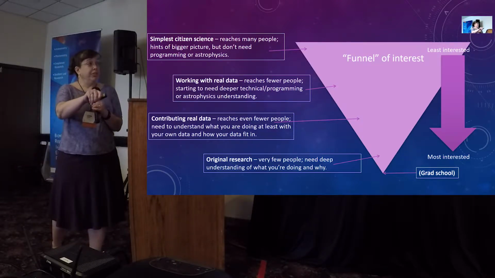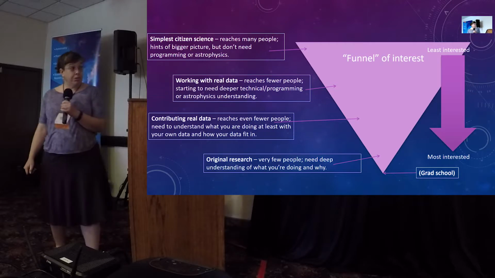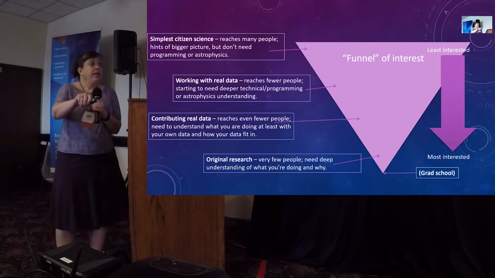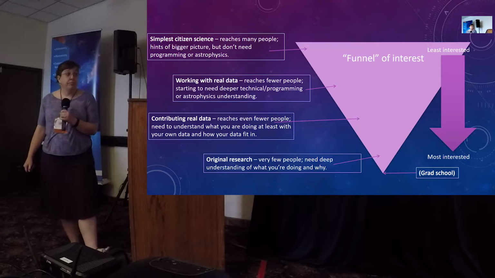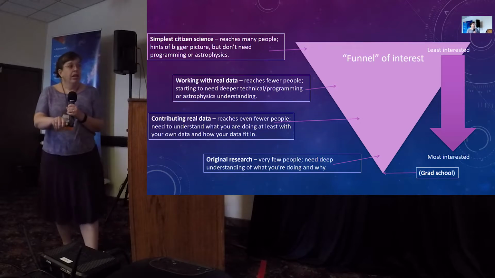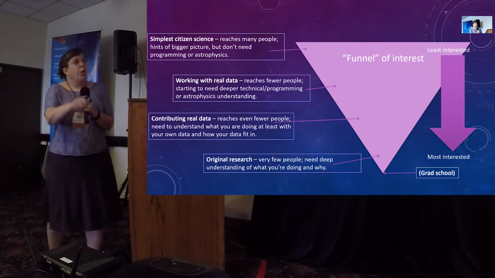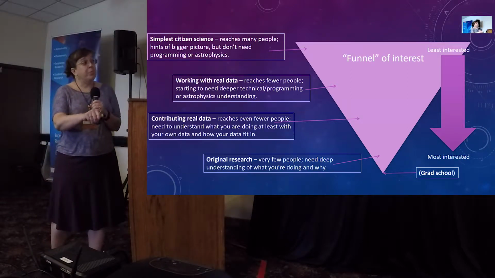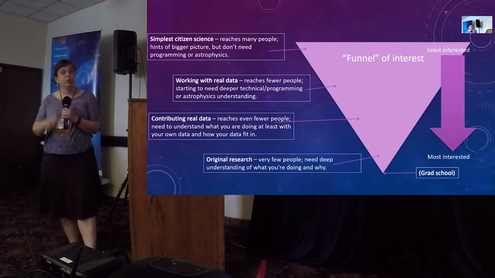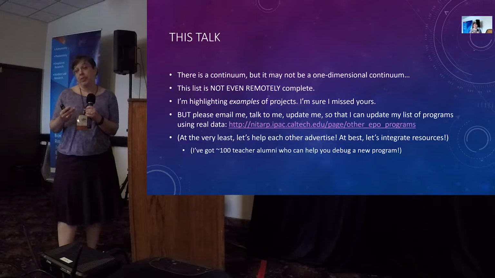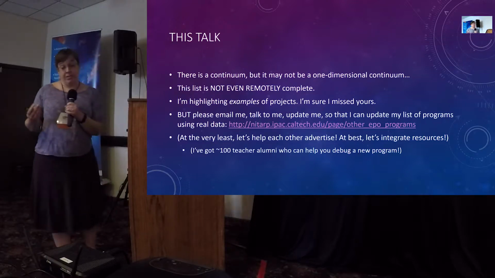Then contributing real data reaches even fewer people, and in order to do that, you need to understand what you're doing, at least with your own data, and how it fits in. And the lowest, even further down the funnel, is original research, which is very few people, and in order to participate, you need a really deep understanding of what you're doing and why. And the very tip of the funnel, I would think of as grad school. But again, there's no value judgment. All of that is important because they're reaching different numbers of people and different groups of people. So I can think of that funnel as a continuum, and you might justifiably argue with me that it's not one-dimensional.